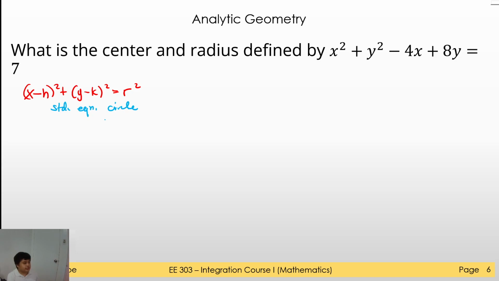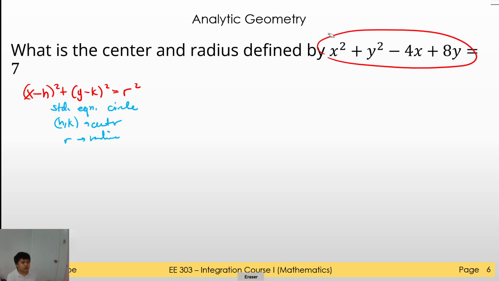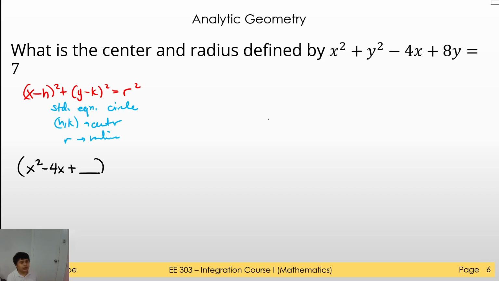So what does this mean? The h and k here is the center, and the r here is the radius. To solve for its center and radius, what should we do? We have to manipulate this general equation into this form, so we have to use completing the square. We group the x variables and the y variables together. So we have x² - 4x plus blank, and then plus y² plus 8y plus blank, equals 7.